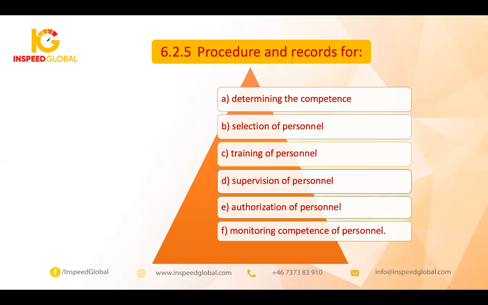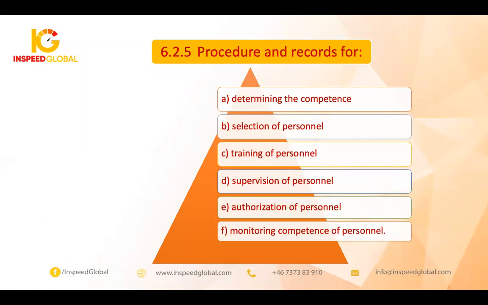And then number E, authorization of personnel. Everyone, as I informed you before, everyone in the lab needs to be authorized to do his job in a competent way. We define the competency requirements, select the right person, do the training for him, supervise him, and then he is authorized to do the job. Authorization comes after ensuring that he is qualified and competent enough to do that.